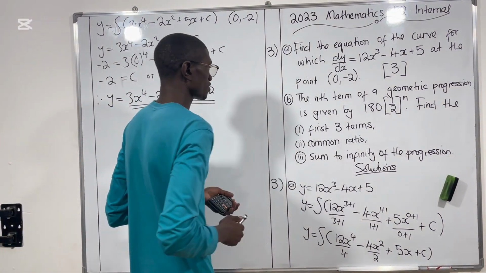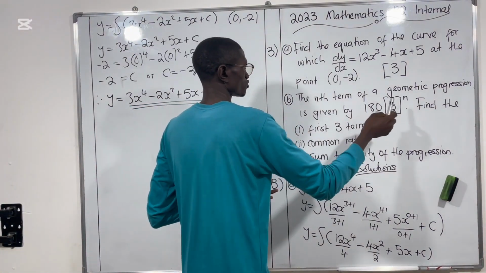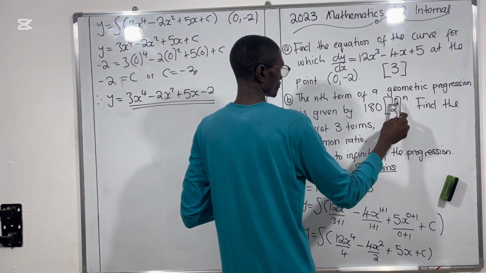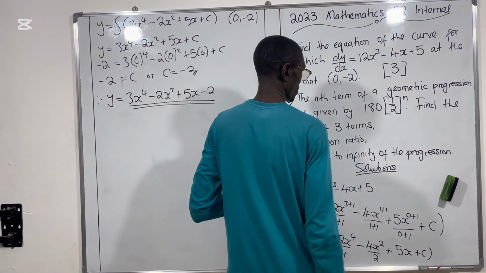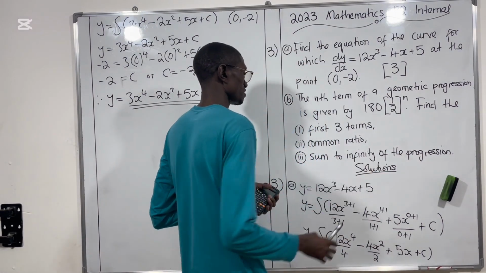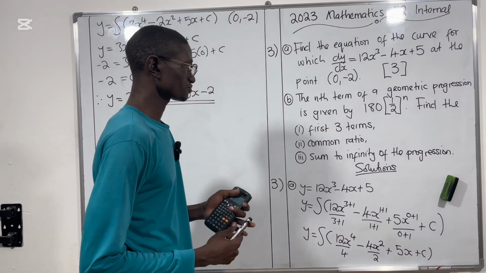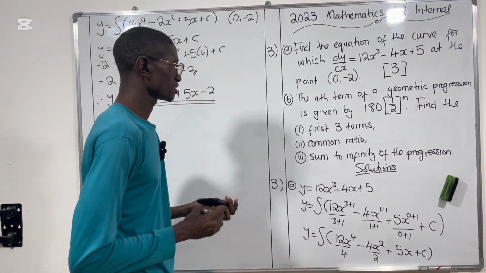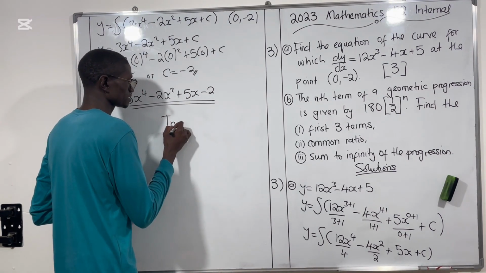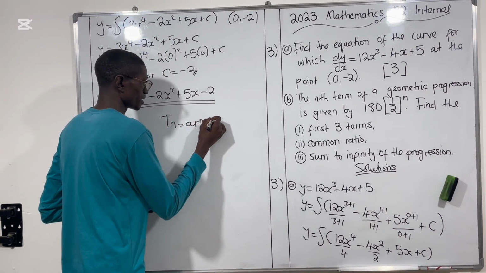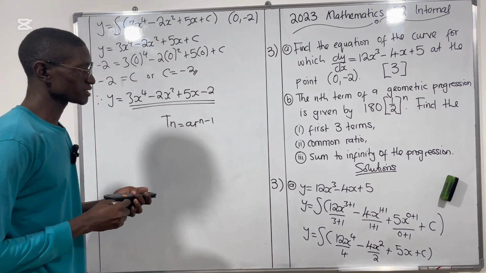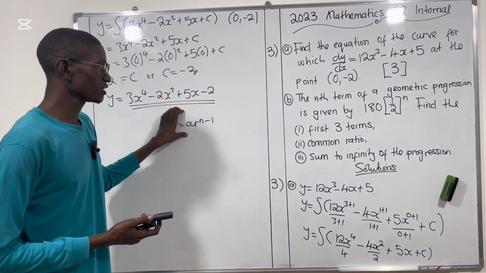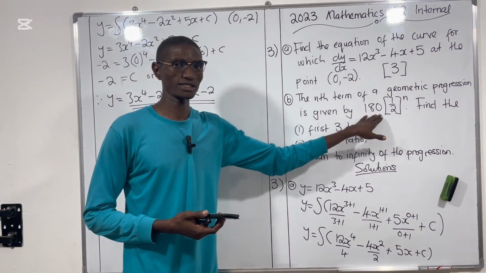We now come to the second one, which says the nth term of a geometric progression is given by 180 open bracket half close bracket to the power n. Find the first 3 terms of this GP. Take note that to find the terms when you're dealing with a GP, you use the formula Tn is equal to ar to the power n minus 1. But in this case, they want us to use a different formula, so instead of using this formula, we're going to use the one they provided in the question.